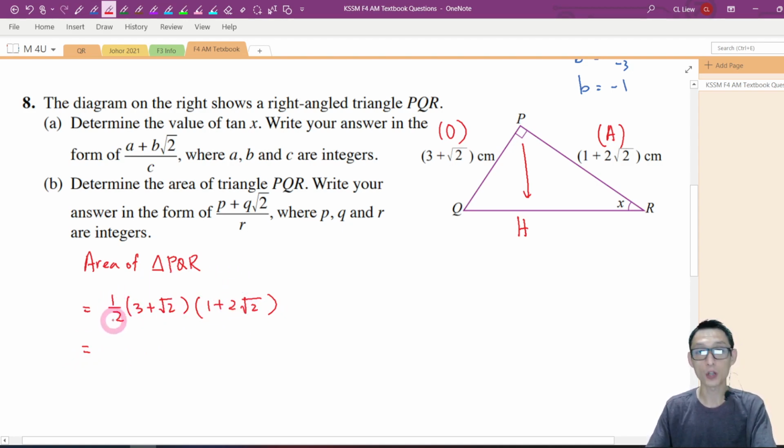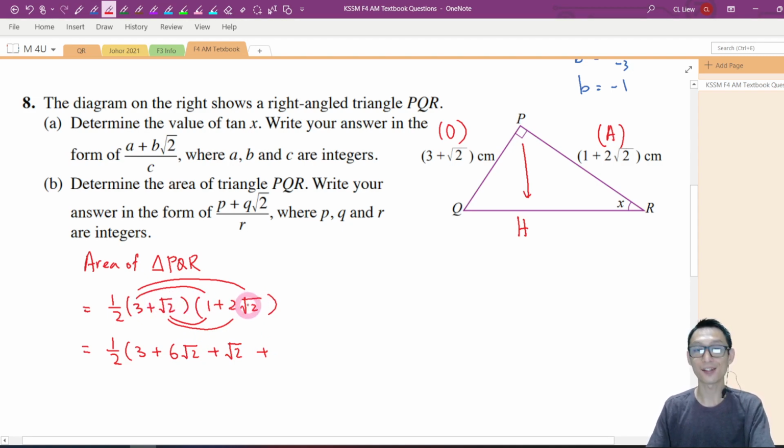The 1 over 2 I just ignore first. Just look at this one. 1 over 2 I will just copy, and don't forget to put a parenthesis over here. 3 times 1 you get 3, and then 3 times 2 square root of 2, positive times positive you get positive. 3 times 2 you get 6 square root of 2. Okay, now go to the square root of 2, positive you get positive, square root of 2 times 1 is equal to square root of 2, and then this positive again, you get positive. Okay, so I hope that you get this answer.